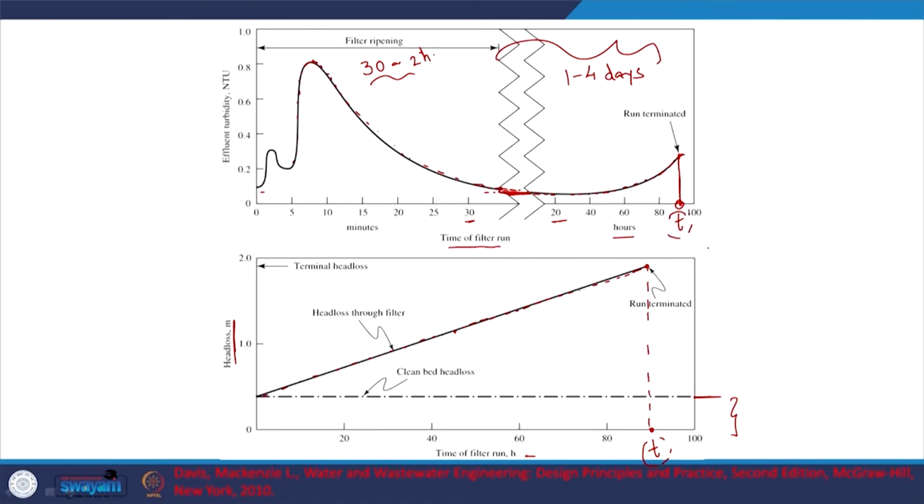Again, depending on the case, people will also set up regular backwashing cycles, but again, that has to look at the conditions on the site.